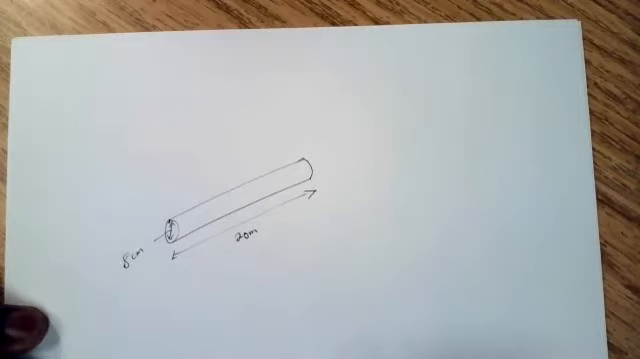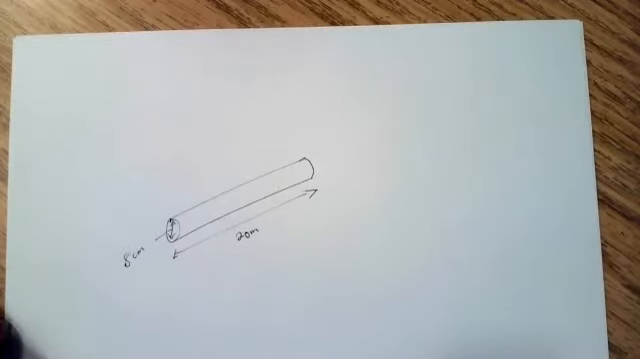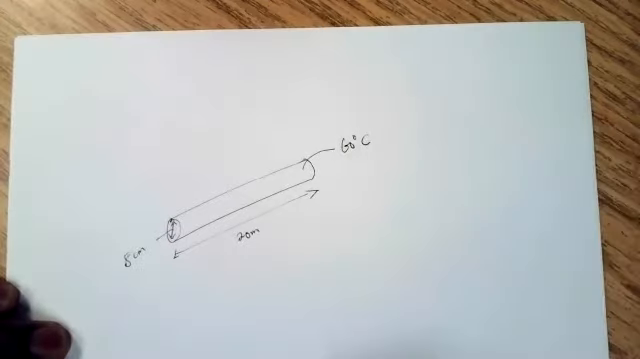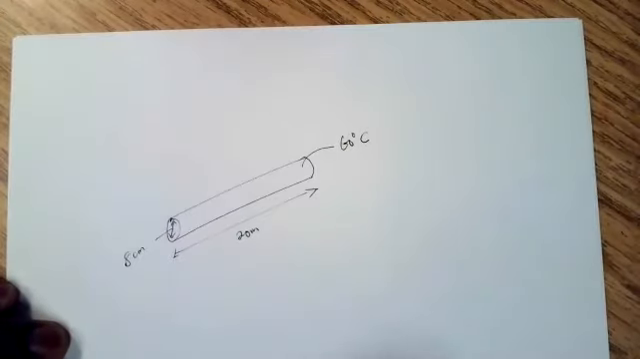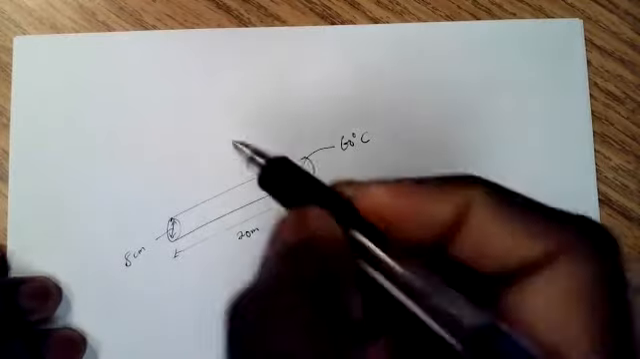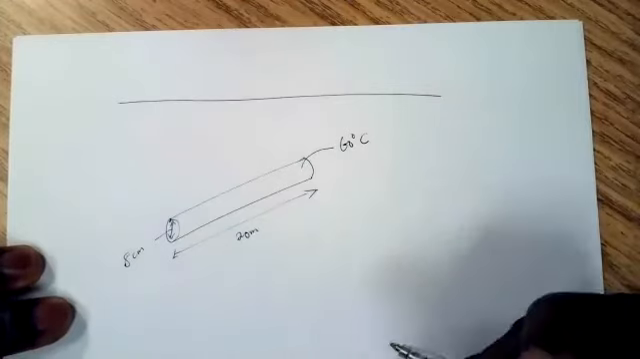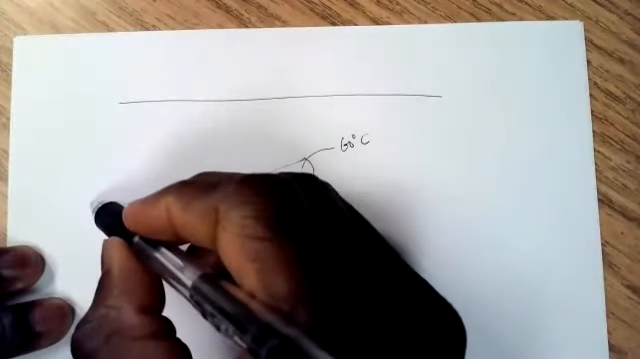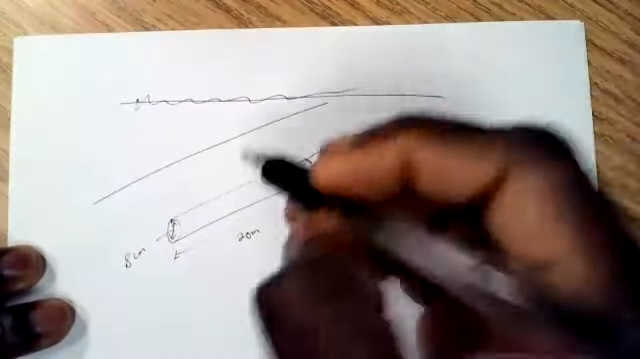Of a district heating system is buried in the soil 80 centimeters below the ground surface. The outer surface temperature of the pipe is 60 degrees Celsius. So this is 60 degrees Celsius. Taking the surface temperature of the earth to be 5 degrees. So this is a pipe that is buried in the ground. I think it will be buried parallel to the ground.